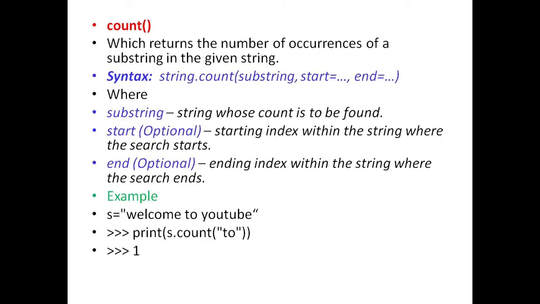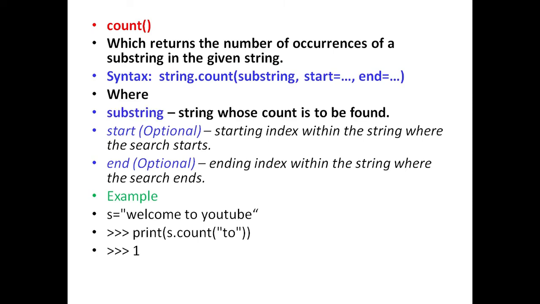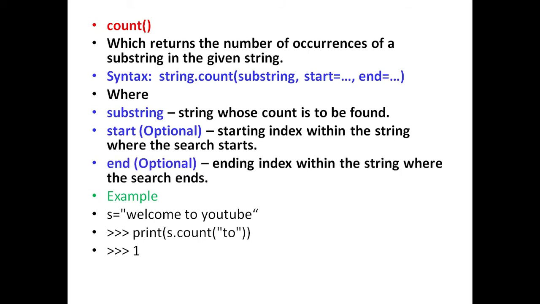Next is count. This function returns the number of occurrences of a substring in a given string. General syntax is string dot count, substring, start and end, where substring is a string whose count is to be found. Start is a starting index within the string where the search starts, and end is the ending index within the string where the search ends. For example, if s equal to "welcome to YouTube", and when we print s dot count with "o", it will give the output 2, since o appears in the string twice.